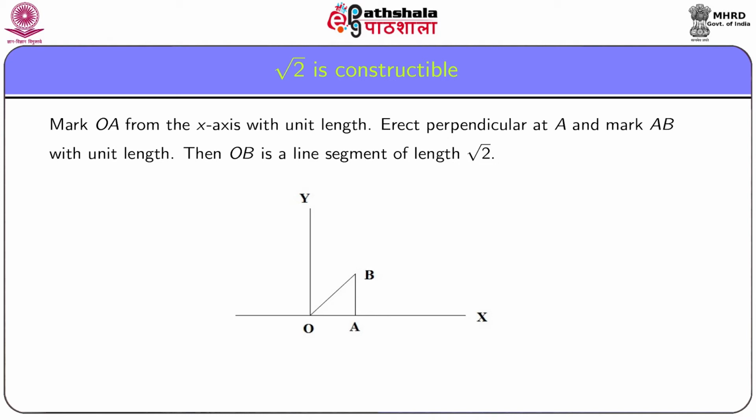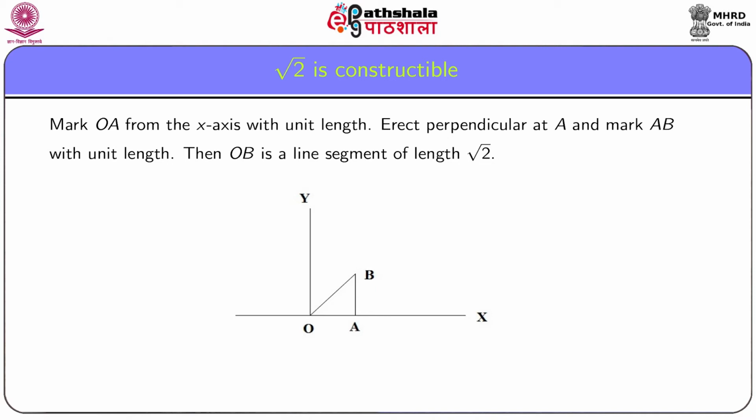First, construct two mutually perpendicular straight lines OX and OY and assume that they intersect at O. Then mark OA on the x axis of unit length. Erect a perpendicular at A and mark AB with unit length. Then OB is a line segment of length root 2.